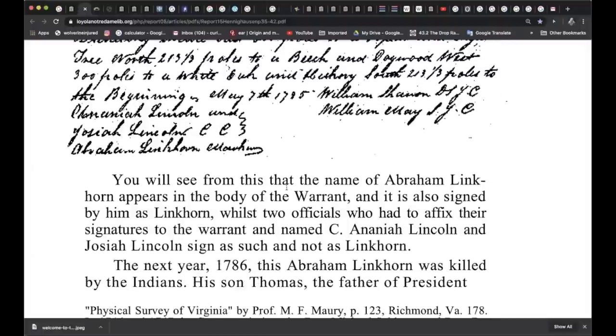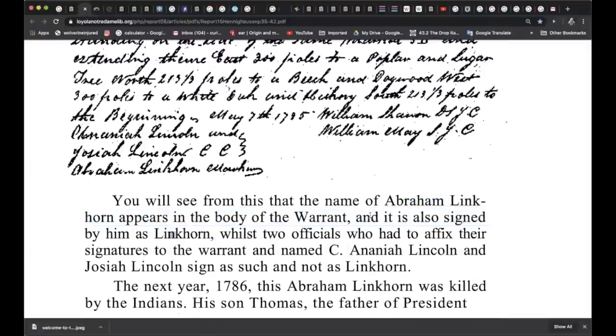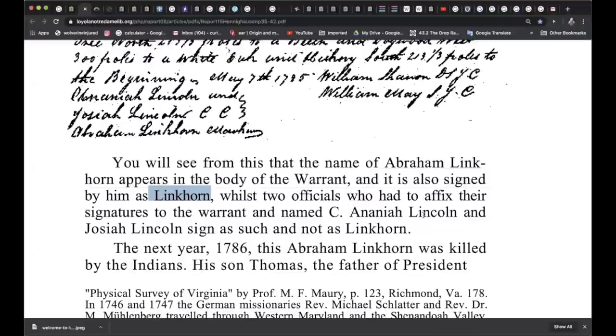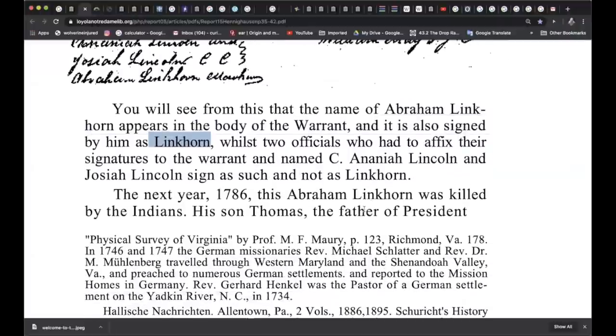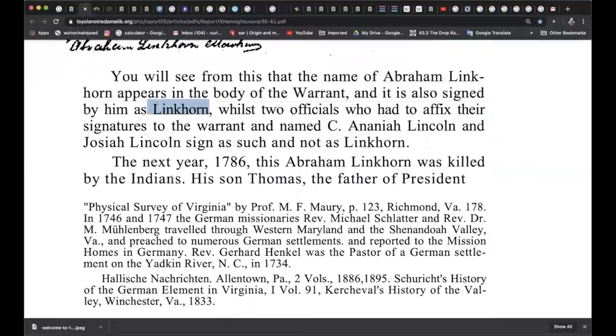As you will see from this, the name Abraham Linkhorn appears in the body of the warrant, and it is also signed by him, Linkhorn. Whilst two officials who had to affix their signatures to the warrant, named Analiah Lincoln and Joshua Lincoln, signed as such and not as Linkhorn. In the next year, 1786, this Abraham Linkhorn was killed by the Indians.